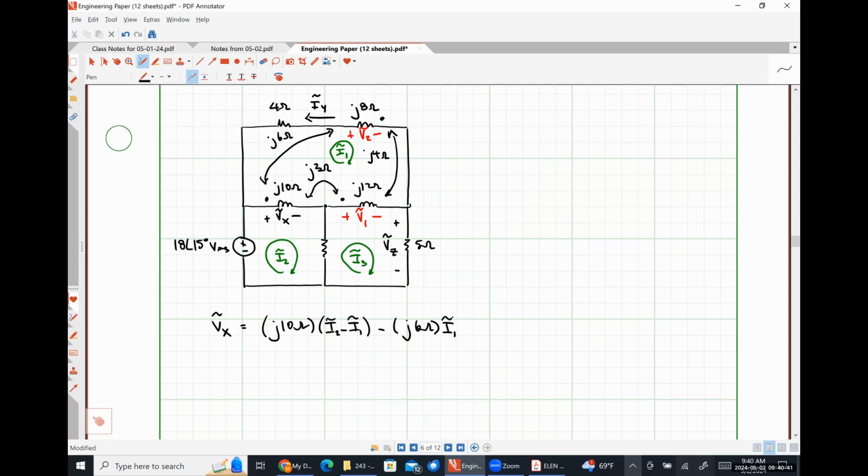So to be clear, the way that I like to do things here: the positive polarity terminal of Vx is at the dot for the J10 ohm coil. The current flowing into the dotted polarity terminal of the J8 ohm coil is negative I1, which gives us the negative sign here and the I1 over here. Okay. All right, so we also have to deal with the mutual inductance with the J12 ohm coil. So what's that going to look like?